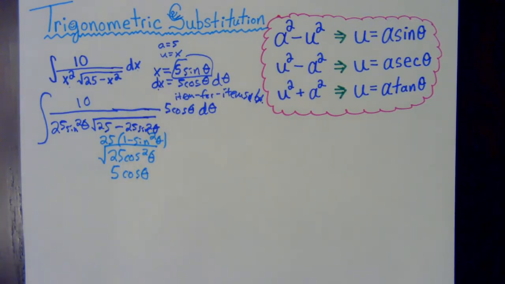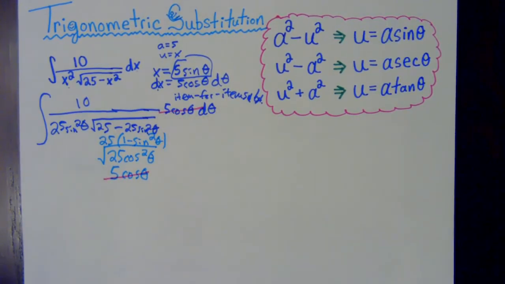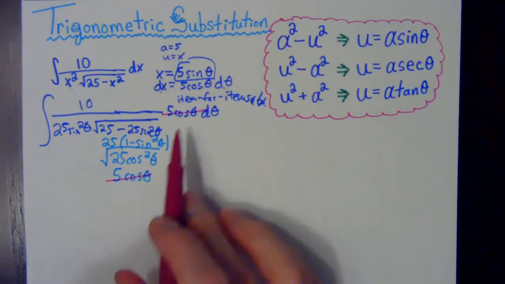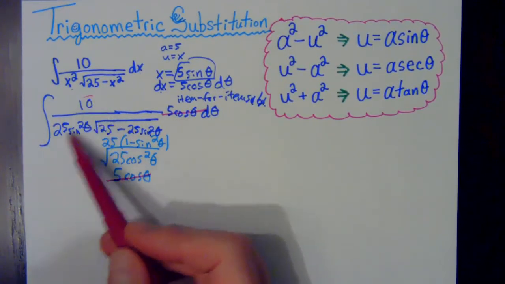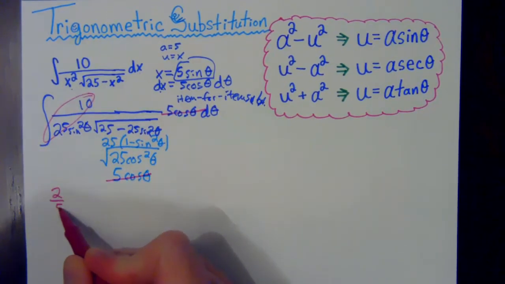And then what I notice here is that I have a 5 cosine of theta on the top and the bottom, so those completely cancel out. Now they won't always completely cancel out like that. Sometimes nothing cancels out, and whatever happens, happens. You just work with that and make sure you gather everybody. But those cancel out on that one. So this 10 over 25, I'm going to pull that out now, and I'm going to have a 2 over 5 out in front of that integral.